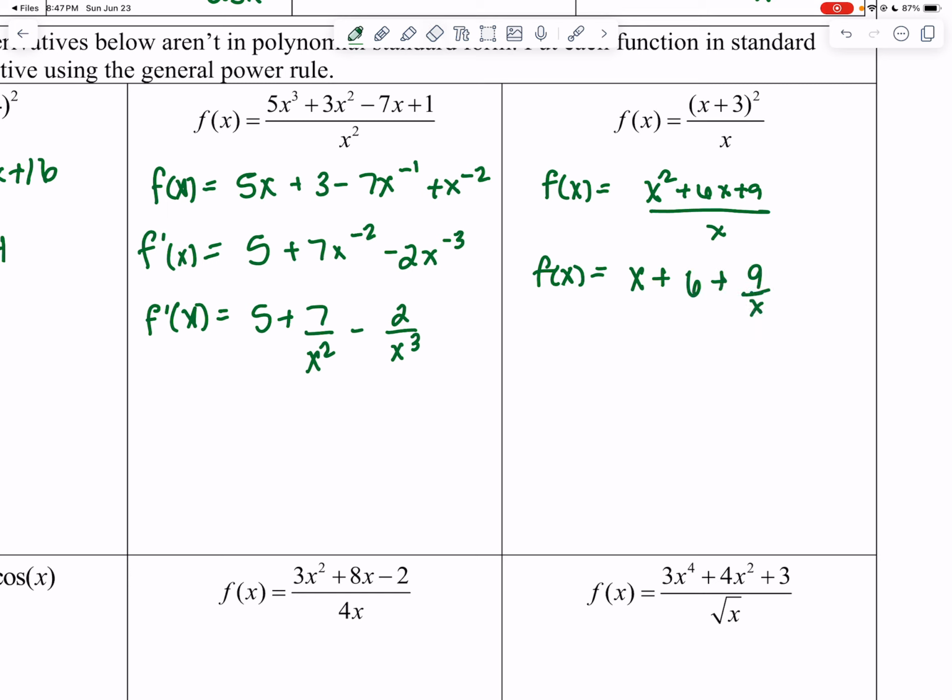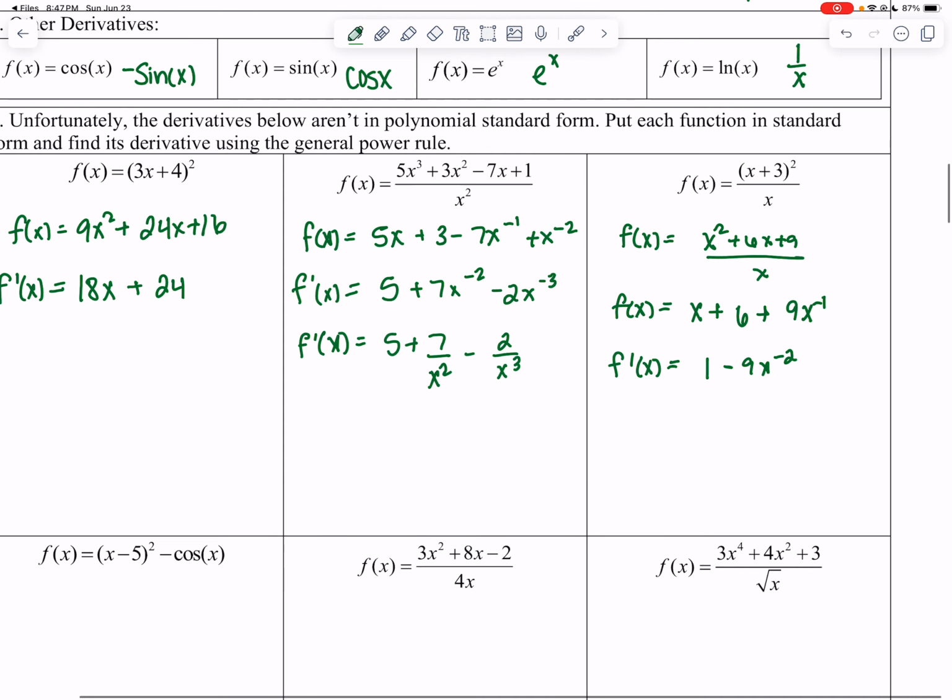Nine over x, which is the same thing as 9x to the negative 1. I'm going to take the derivative. So the derivative of x is just 1. The derivative of 6 is going to be 0. And then if I take the derivative of 9x to the negative 1, I'm going to get 9 times negative 1, and then subtract my exponent to be negative 2. So I have 1 minus 9x to the negative 2.